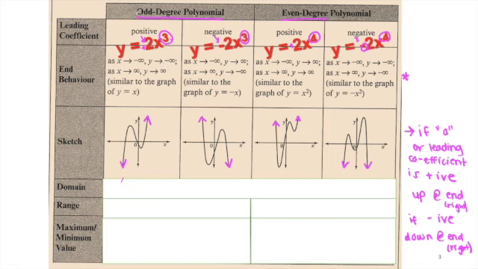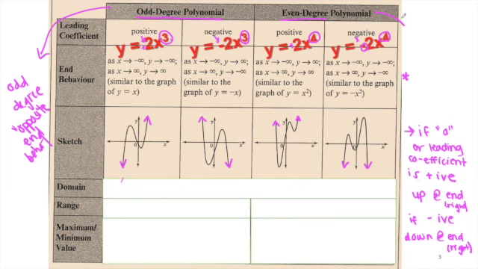But the way to know if it's an odd degree or an even degree graph: if it's odd degree, you're going to have opposite end behaviors. So because you know it is positive, it's going to go up at the end, well then you are going to start pointing down. Because you know it's negative, you're going to go down at the end, you're going to start pointing up.